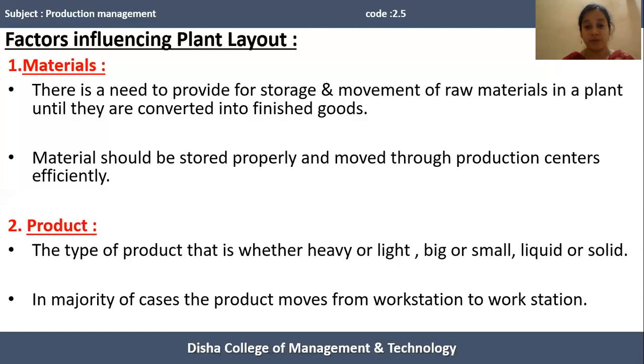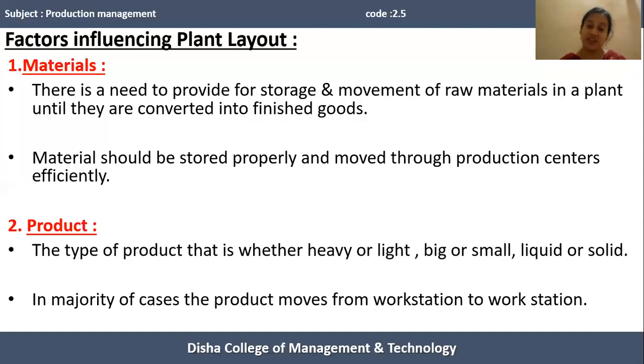According to the product's production, the production manager has to arrange everything in a sequential manner, according to the suitability of the product. Means according to the type of product, the production manager designs the layout of the plant. If the plant produces a heavy, bulky product, then it is not possible for the firm to move the product from workstation to workstation for production.